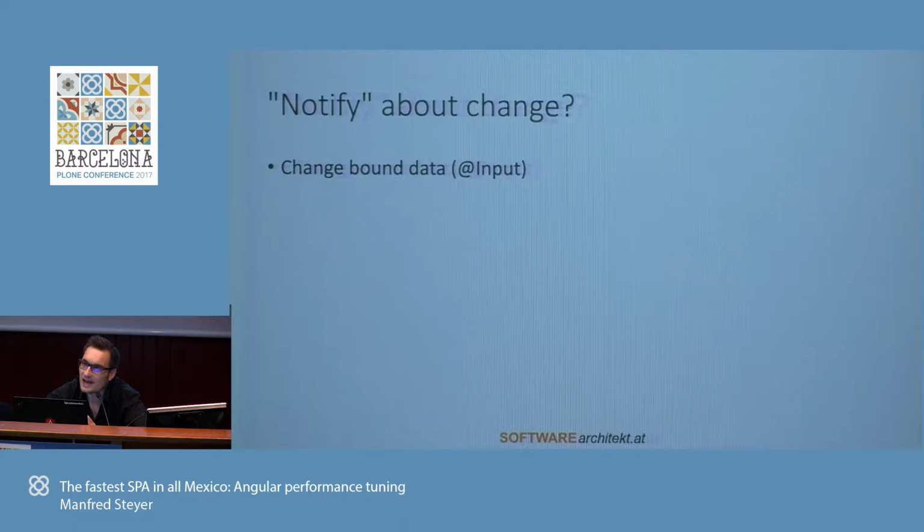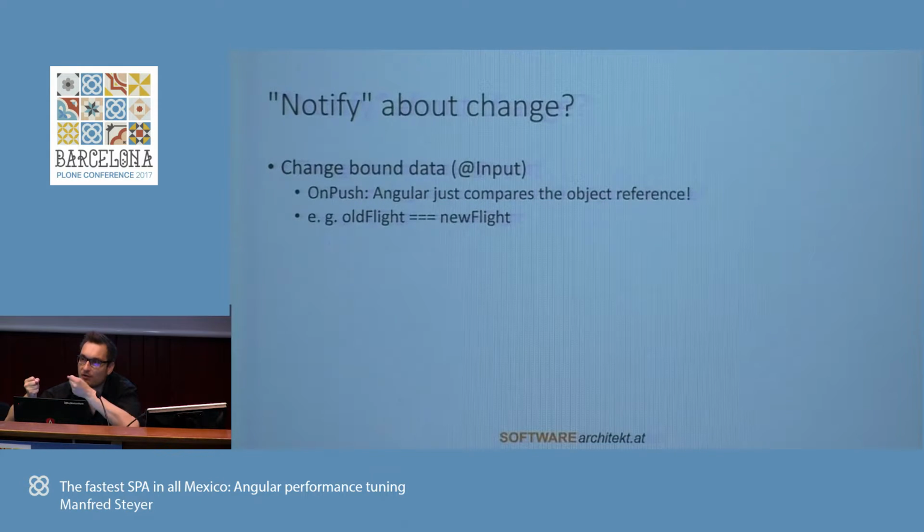But it isn't as easy as it seems, because Angular is just checking whether the object reference of the bound data changed. Or to say it with an example, Angular is just checking whether the current flight is the same as the former flight, as the old flight. Angular isn't checking whether the first property changed, the second property changed, the third property changed. Angular just checks whether the object as a whole is the same or the object has been exchanged by another one. Of course, this is about performance, because checking all the properties would be too costly.